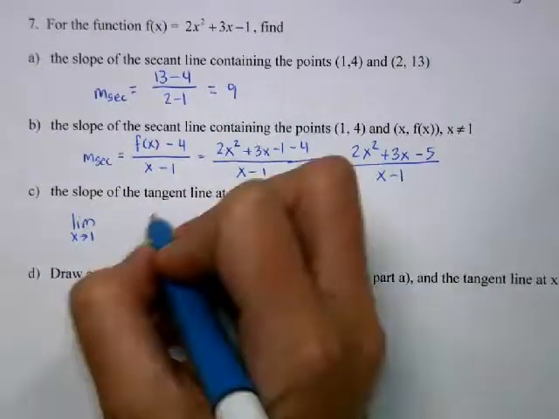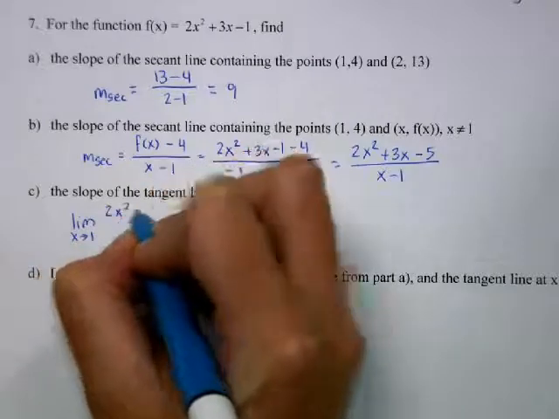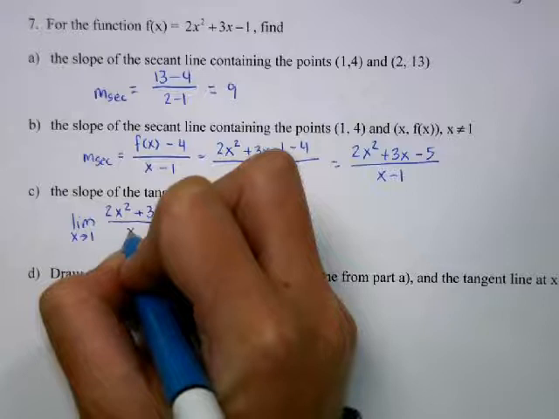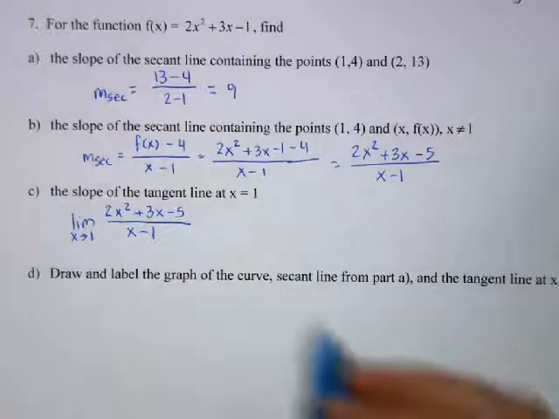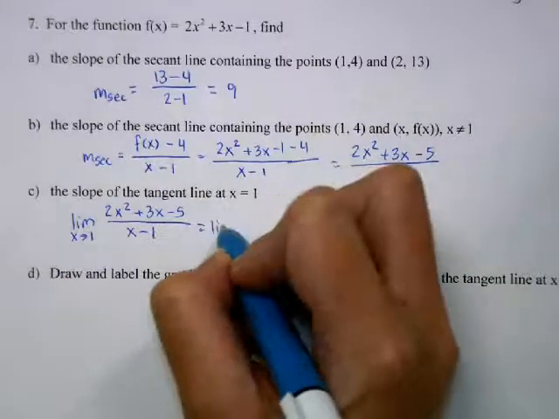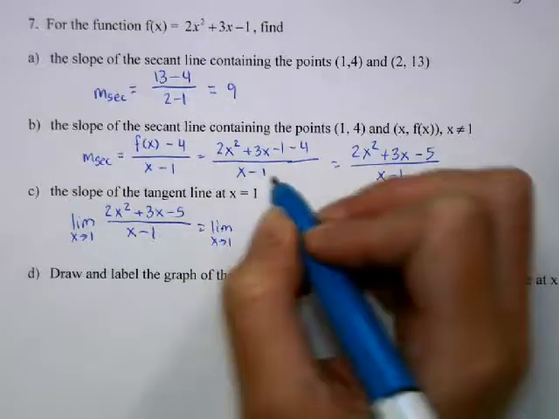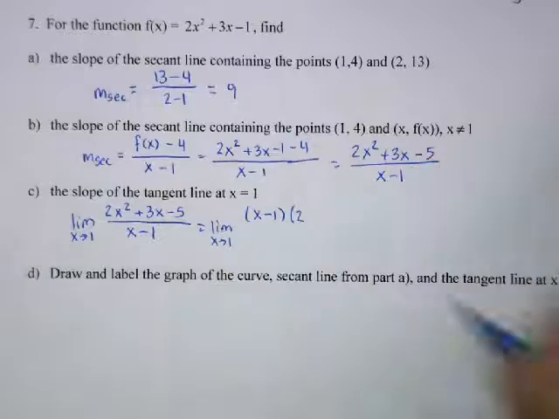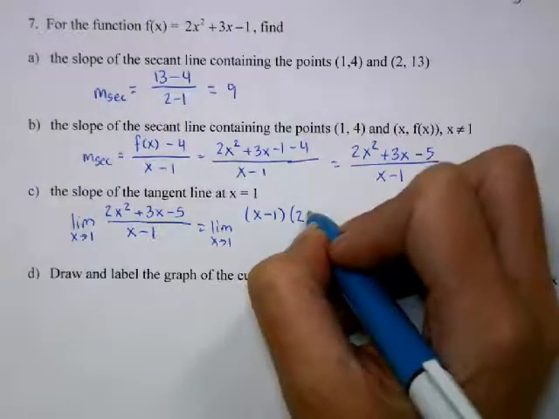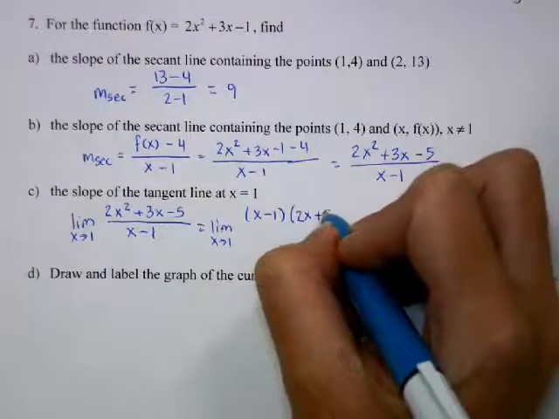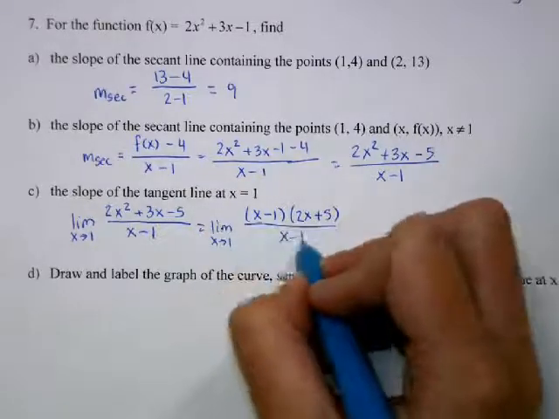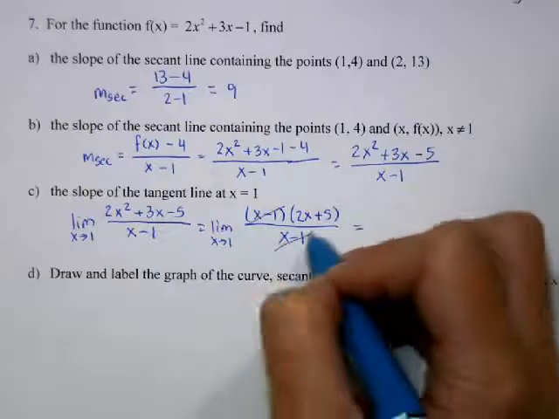Okay, well, we need to factor. And we know x minus 1 has to be one of the factors if this is going to simplify. So that's going to give me a 2x plus 5 to get that and that. So these will cancel. So we've got 2 times 1 plus 5 is 7. And again, you've got your calculator to help you with the graph.